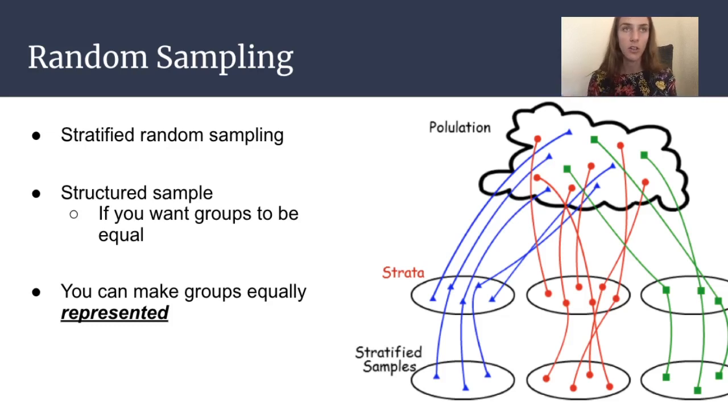Some people might call this non-random sampling, right? But there's a layer of random sampling in here, in that we're sampling randomly from the strata that we create. So now let's take a look at non-random sampling.